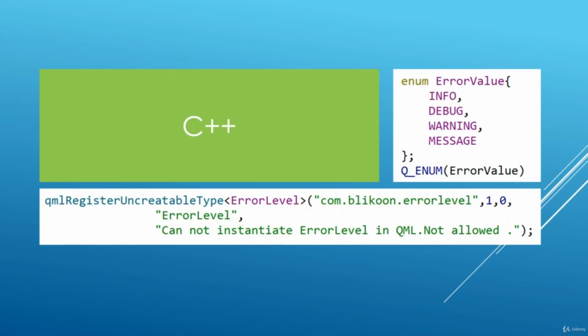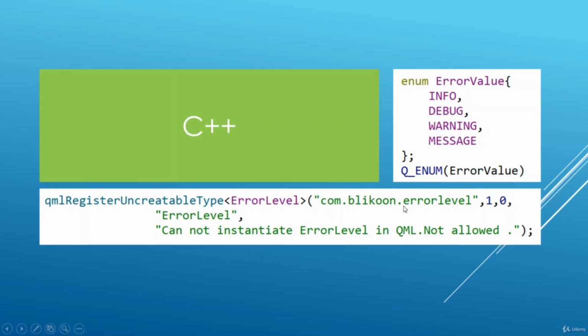And then in your C++ code, you need to register your enum as a type that you can use in QML. The syntax is really what we've seen before, but this time we want to register it as a type you cannot create in QML. And we say qmlRegisterUncreatableType. The rest is really the same.